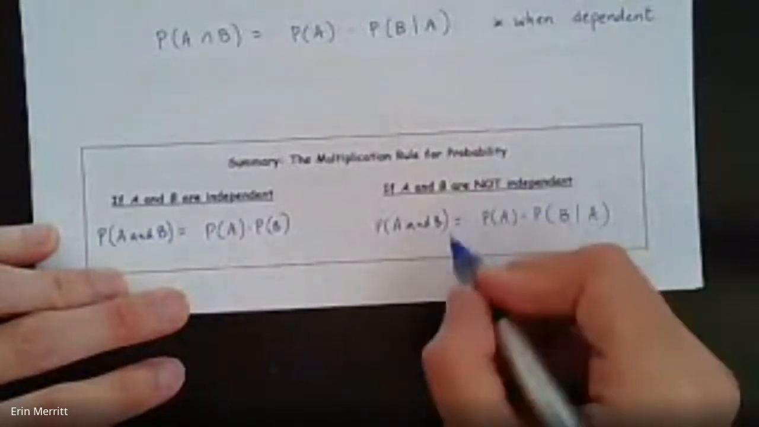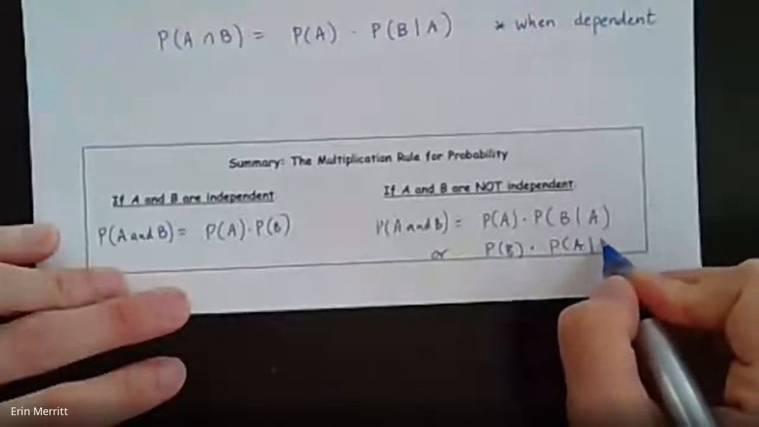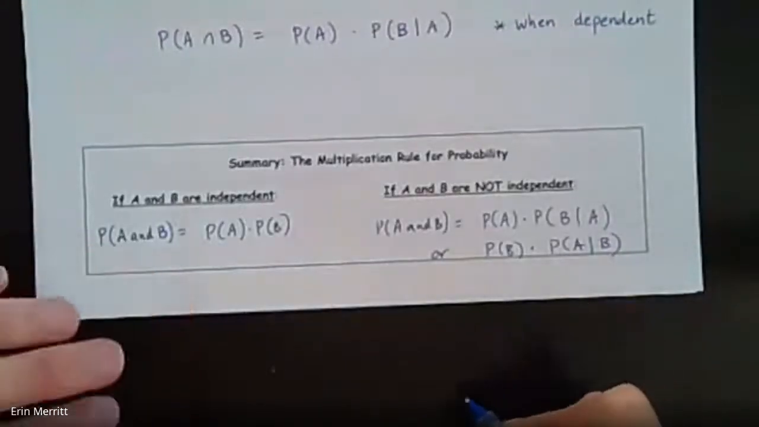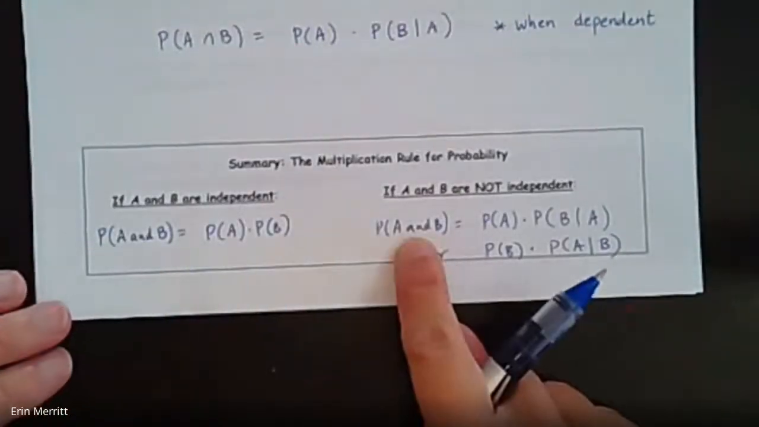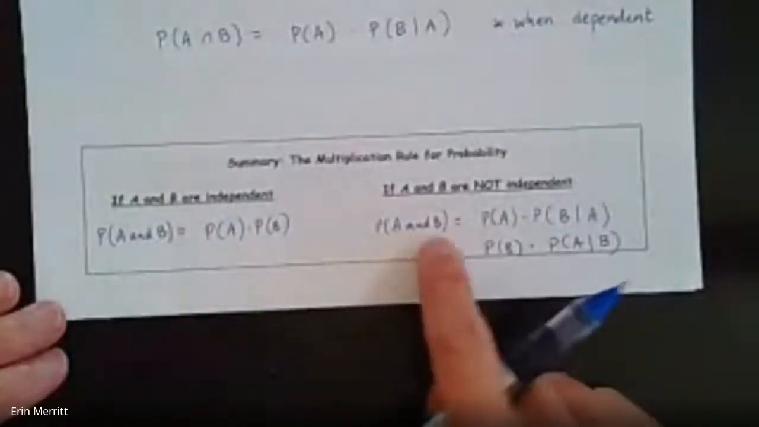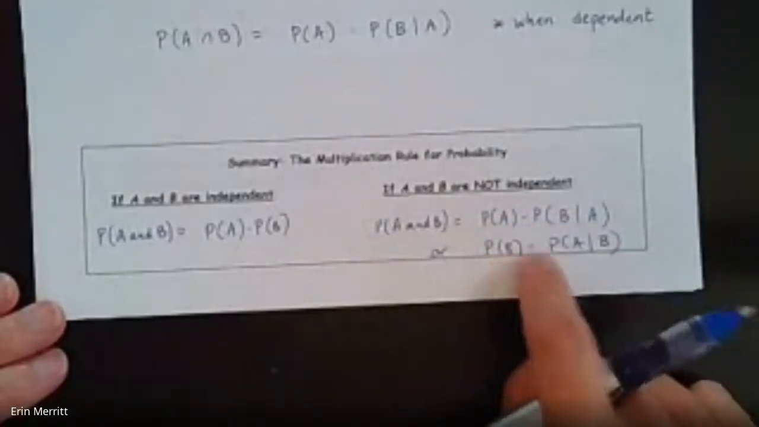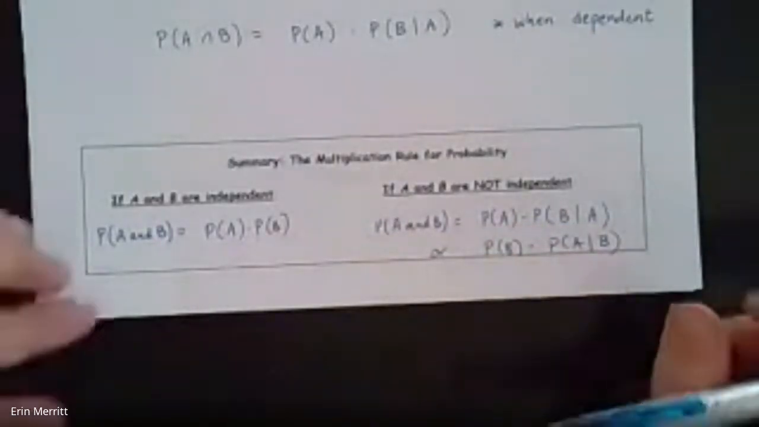Now, keep in mind, we could rearrange this. We could say the probability of B times the probability of A given that B happened. So don't get hung up on the order, because we know "and" is interchangeable, kind of like multiplication is commutative. Same thing here. So it's either A times B given that A happened, or B times A given that B has happened. All right.